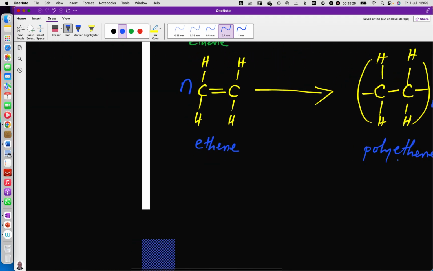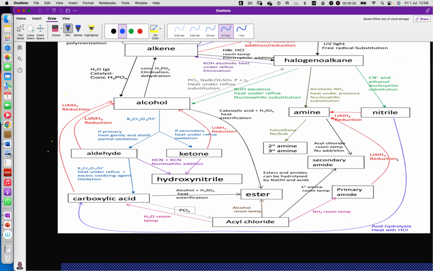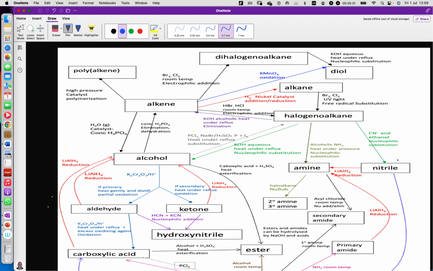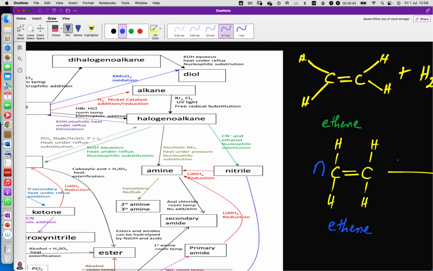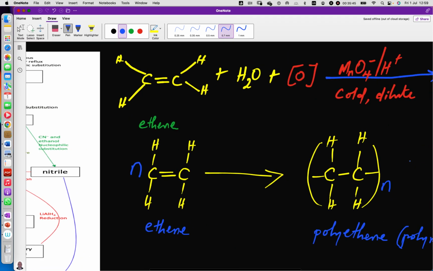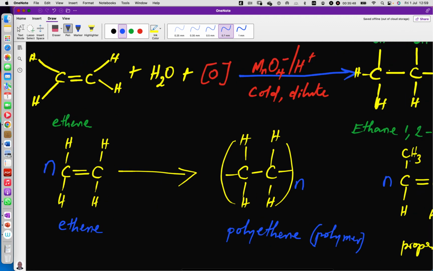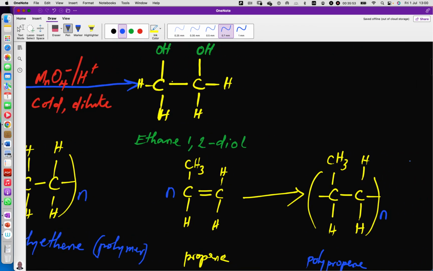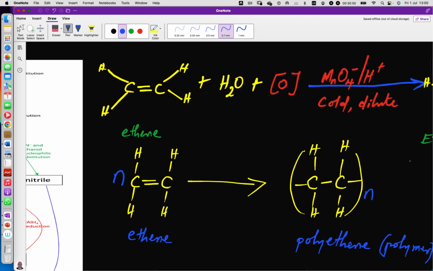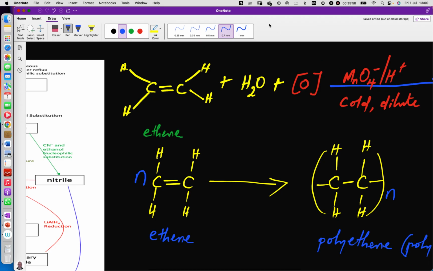And that is why we are saying here that alkene at high pressure will undergo polymerization, and the type of polymerization alkene undergoes we call addition polymerization. So now, let's go to the next compound for conversion.